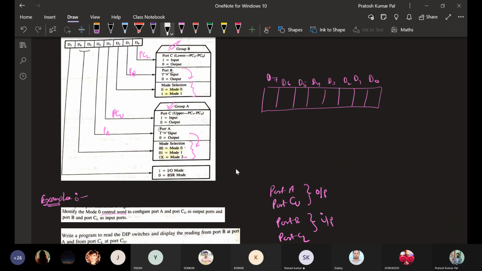So if it is working in input output mode, then the D7 bit will be 1. Next, this is PC lower. PC lower is working in input mode, so D0 should be 1. Similarly, this D1 is port B. Port B is working in input mode, then the D1 bit will be 1.